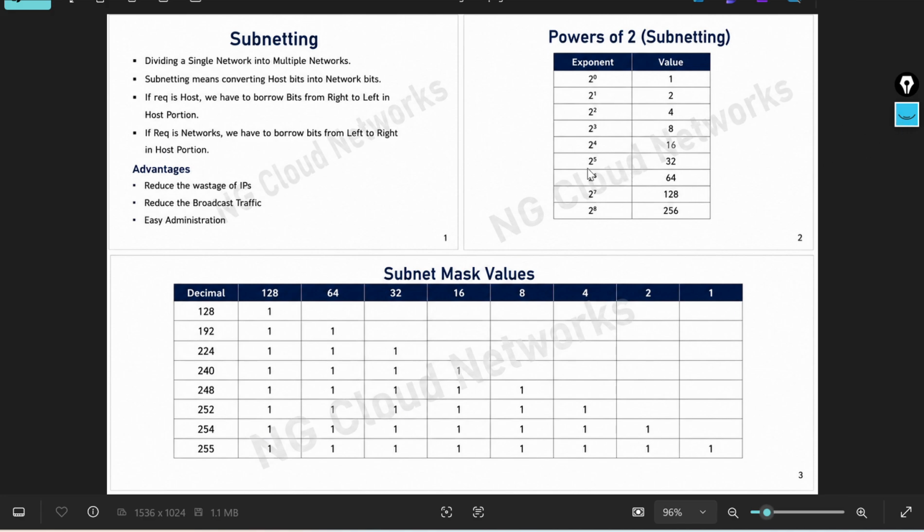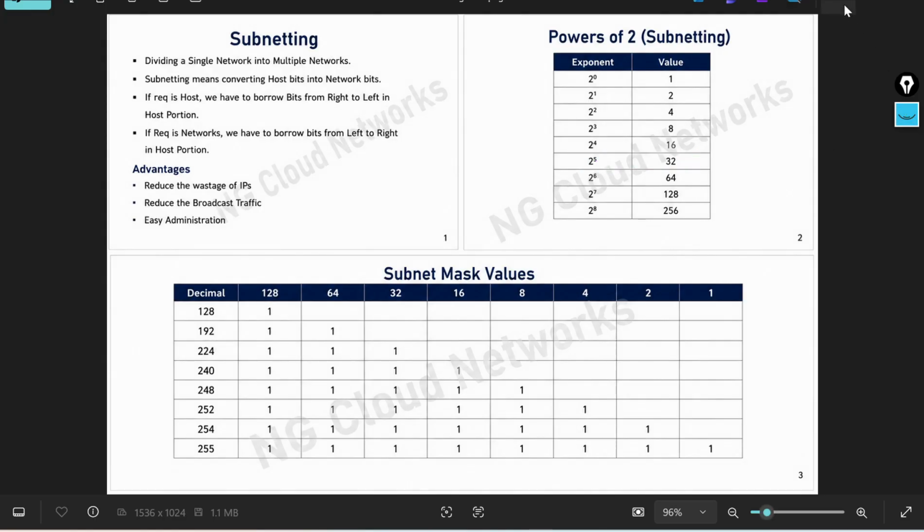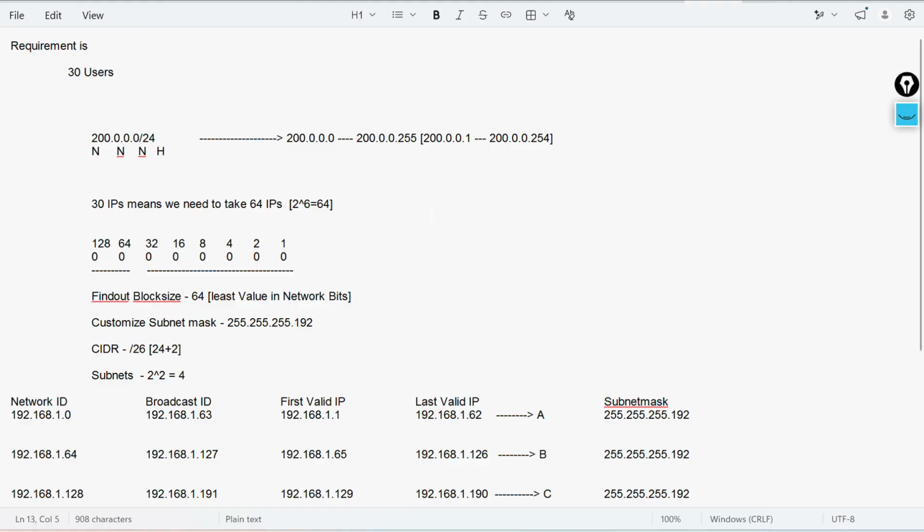32 means 2 power of 5. Remember this point, the 5 is very important. It means we require 5 host bits. This 5 is what? Host bits. We require 5 host bits. So 30 means we need to take 32, which is 2 power of 5.